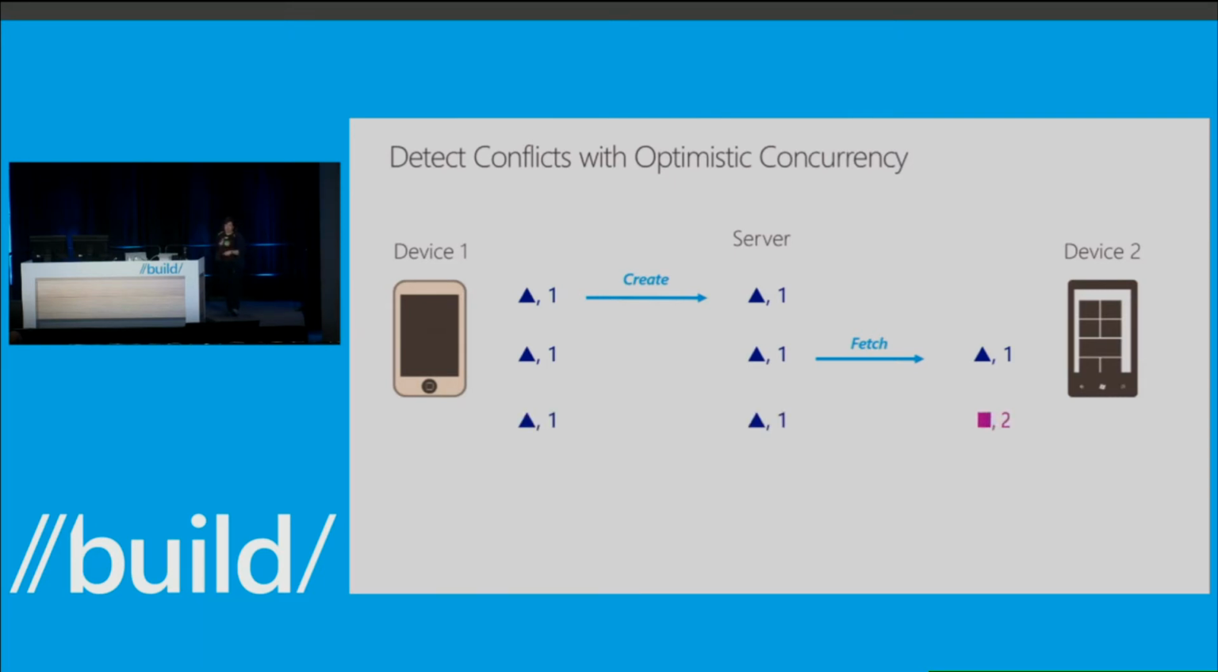Device 2 is going to change the value to a square, and so now the version is going to get incremented. It's going to send that change back to the server. So now device 1 is out of date. Now, if it tries to change the same data to a circle, it's going to think it's on version 2, but actually it's not, because version 2 is what the server has.